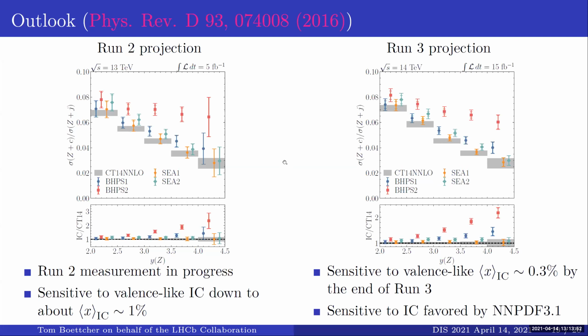Things become a lot more interesting in Run 3, where we expect to be sensitive to valence-like intrinsic charm down to 0.3%. This is interesting because this is the value favored by the NNPDF 3.1 fit.